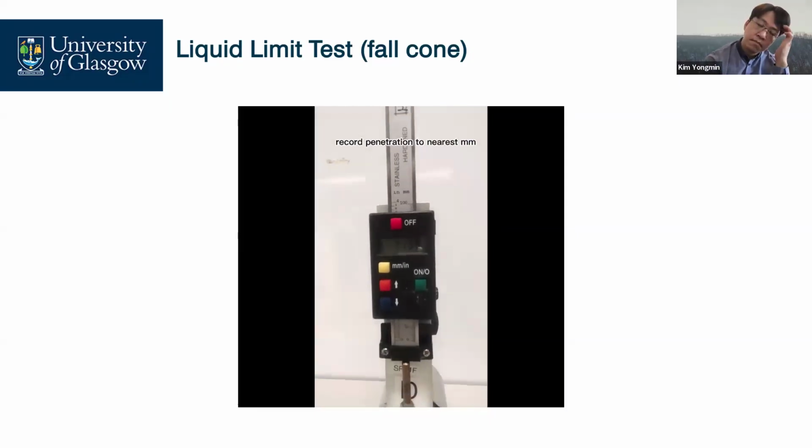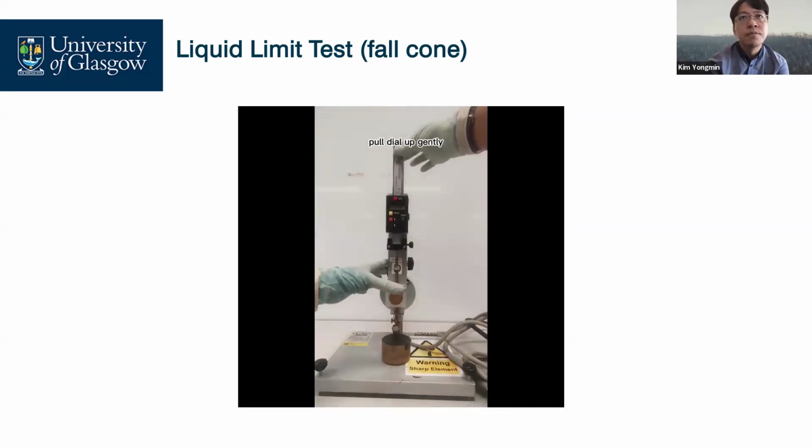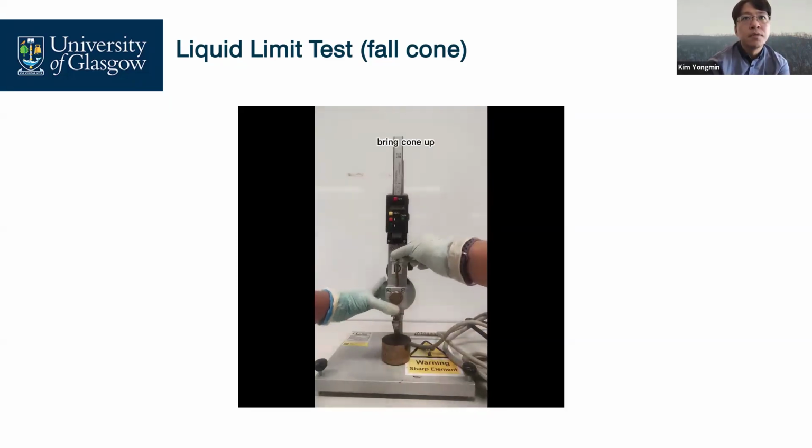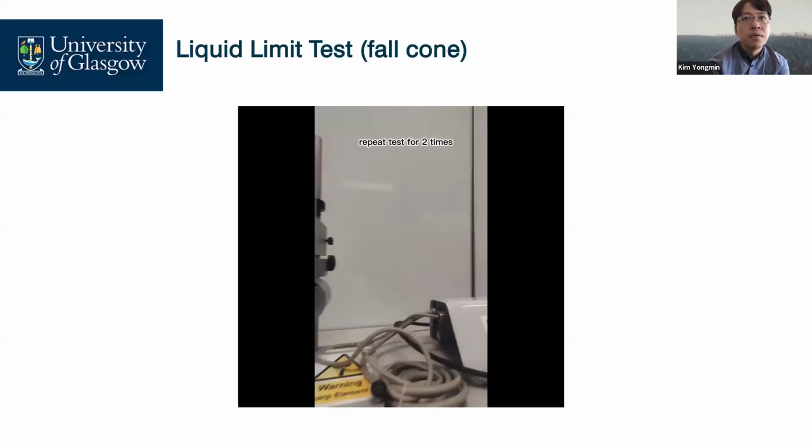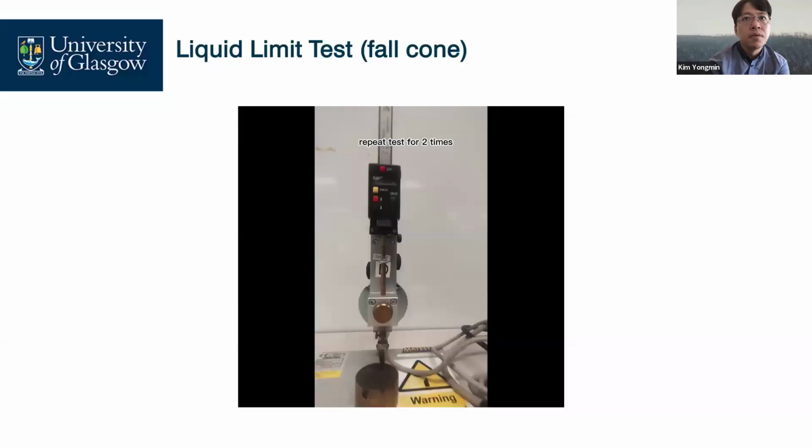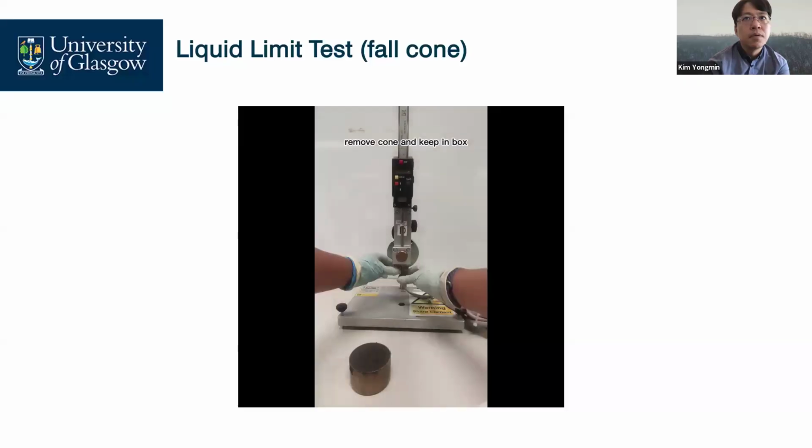Record the penetration to the nearest millimeter. Pull the dial up gently. Bring the cone up. Remove the cup and clean the cone. Repeat the test two times. Remove the cone and keep it in the box.